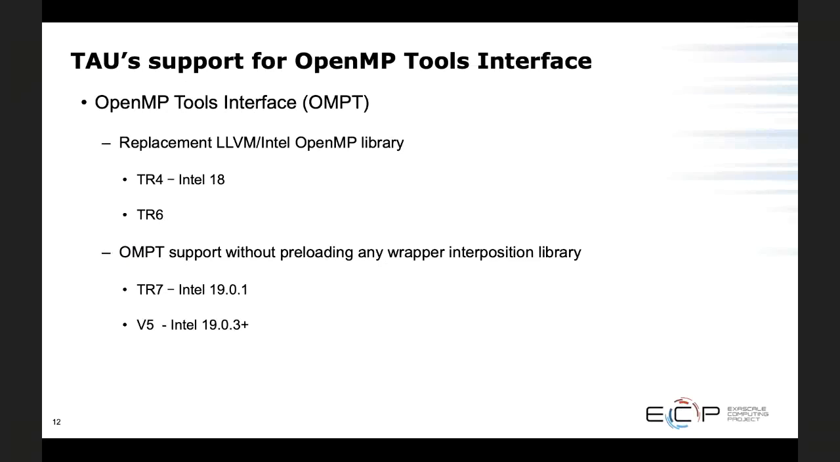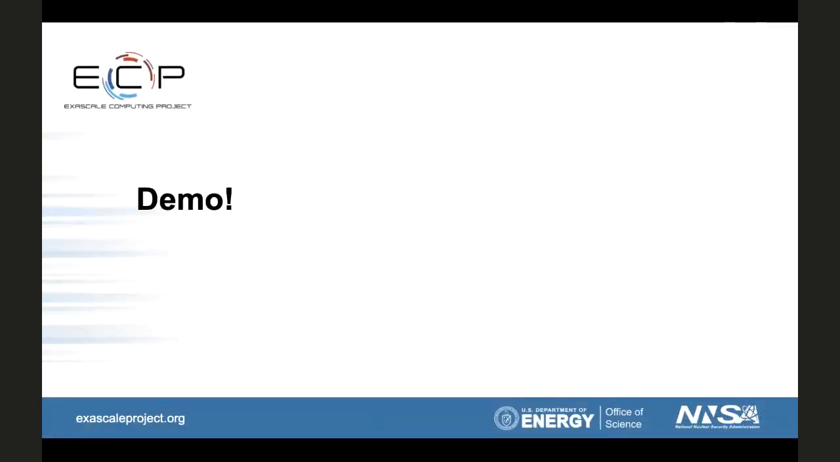TR standard, and Intel 18 implemented the TR4, and Intel 19.01 had the TR7 support, and we also have support for the latest OMPT version 5, which is now available in Intel 19.03 and newer compilers. It's also available in Clang 8 compilers, and we will demonstrate the use of this OMPT version 5, which is now being implemented by these compilers.